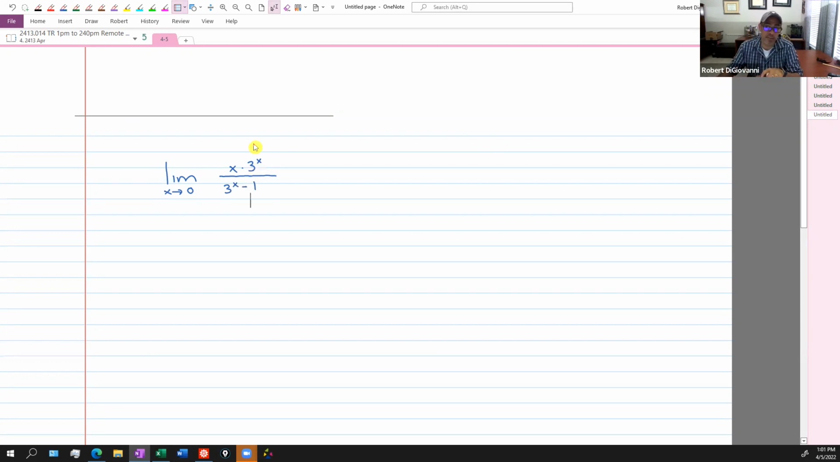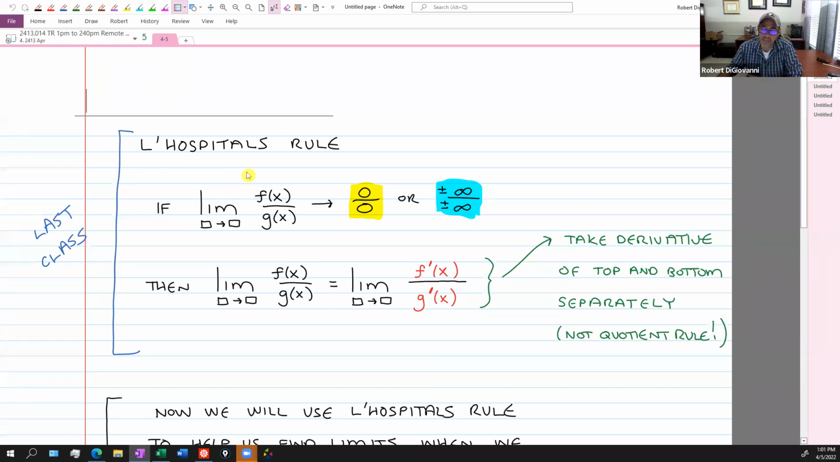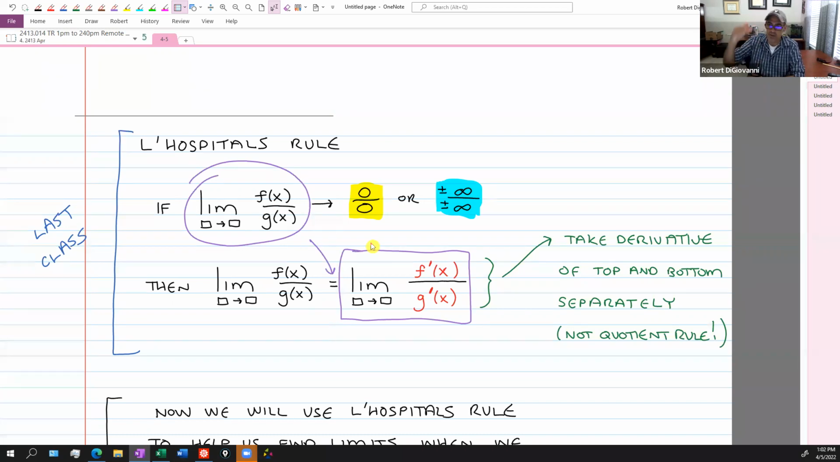So let's talk real quick about what last class was about. We had L'Hopital's rule, right? Which said that if we're ever taking a limit and we have a ratio where we get 0 over 0 or infinity over infinity, that we can apply L'Hopital's rule, which means whatever this limit is, if that limit exists, it will be equal to the limit of the derivatives of the top and bottom separately. So we just take derivative of the top, take derivative of the bottom. Don't do quotient rule, just take derivatives directly, and then try that limit. And if that has an answer, then that's the answer to the original limit.